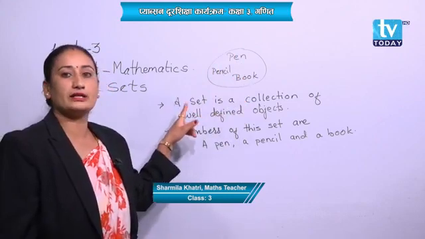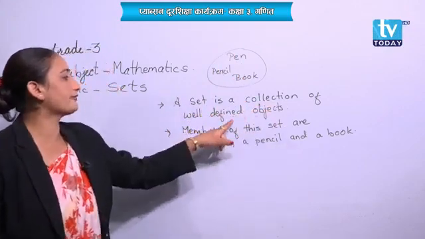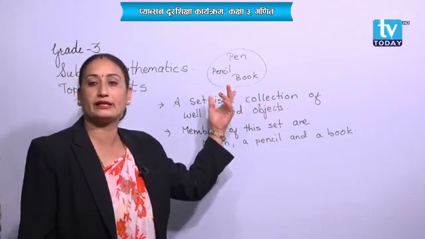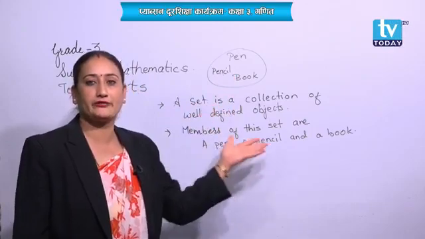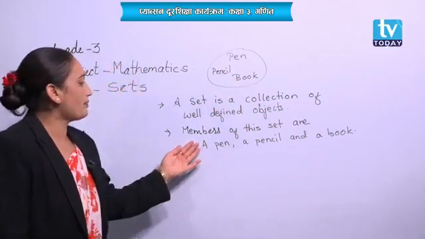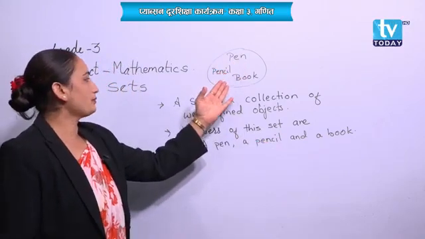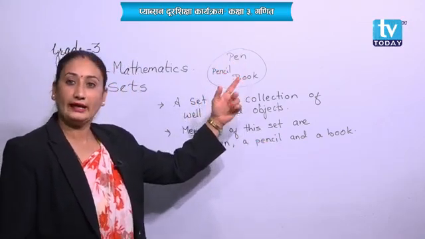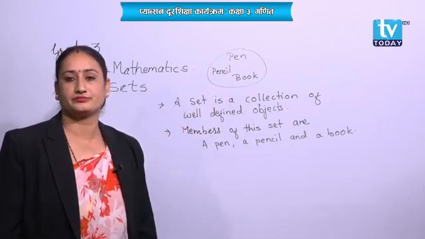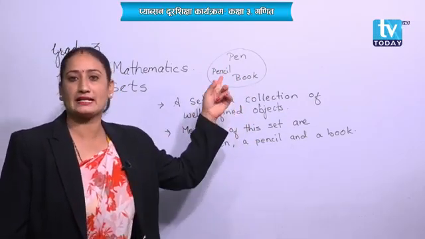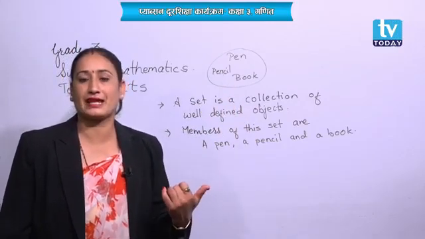So, we call it a set is a collection of well-defined objects. That means you know the name of that object, right? So, we can say it is well-defined objects. Members of this set are the pen, pencil, book. Is an apple over there? Does apple belong to that set? No. That means it doesn't belong to that set.